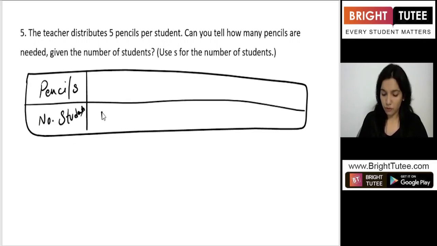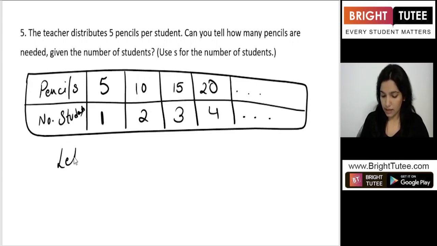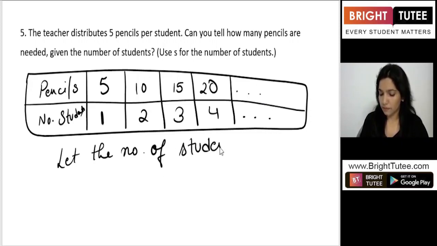Okay, so if we have got 1 student, each student is given 5 pencils. If there are 2 students, they'll have 10 pencils. If there are 3 students, they'll have 15 pencils. If there are 4 students, they'll have 20, and this will go on, right? So can you tell how many pencils are needed for a given number of students? And here we are saying to use S for the number of students. So let the number of students be S. Okay, so we are representing it by the alphabet S.